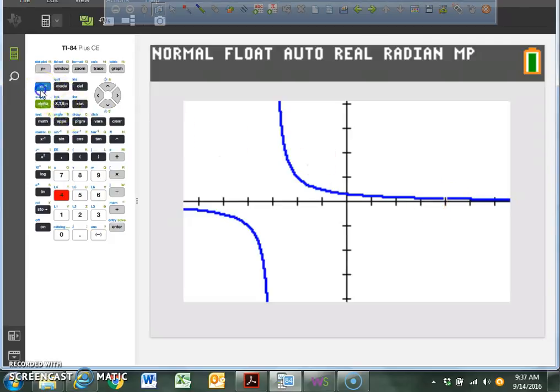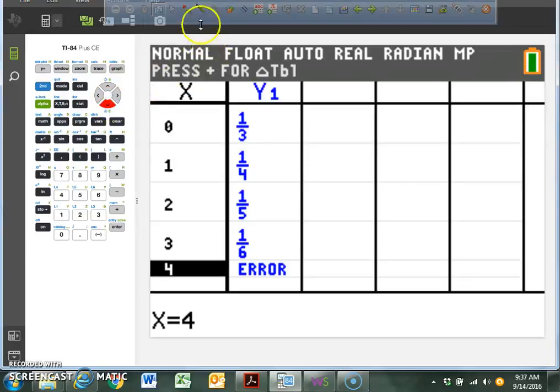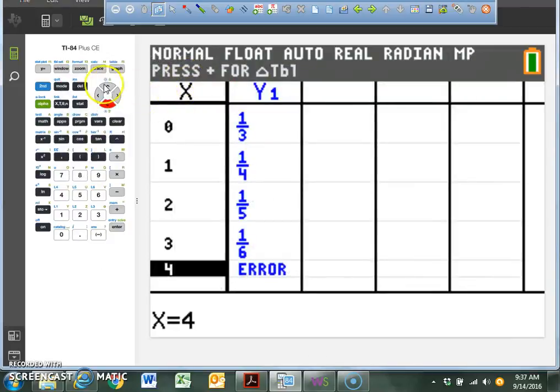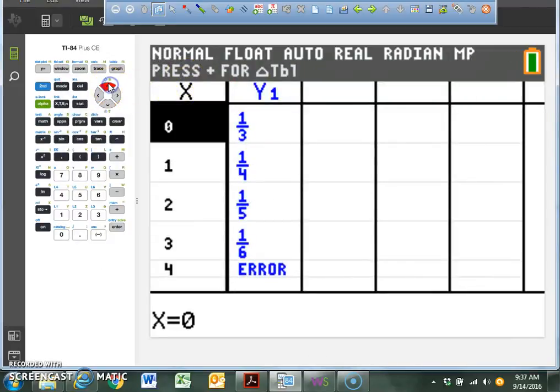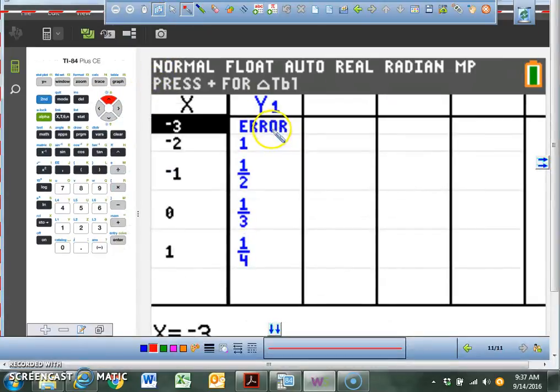So what I want you to do is check your table. Watch this. Check your table. Notice at 4, it says what? Error. It says error because you cannot plug a 4 into the equation. However, look what happens when you scroll up to negative 3. What else does it say? It says error.